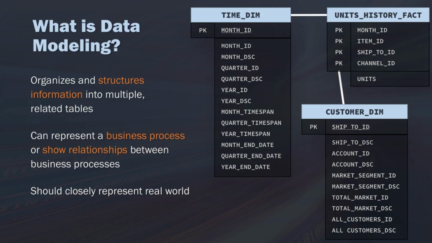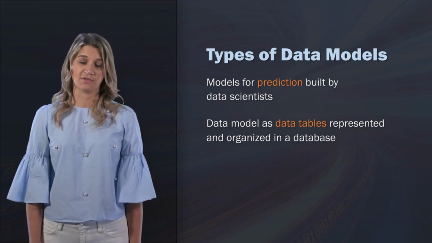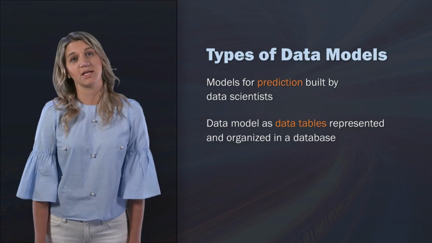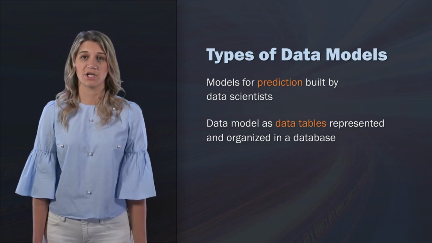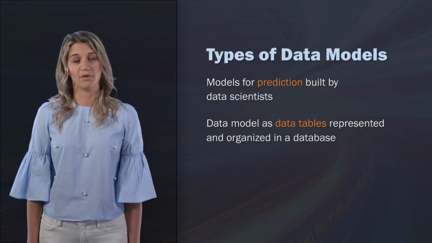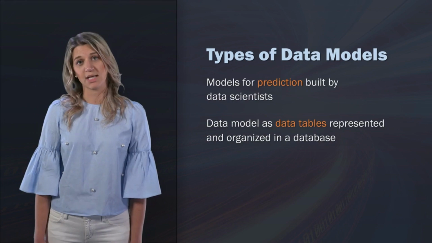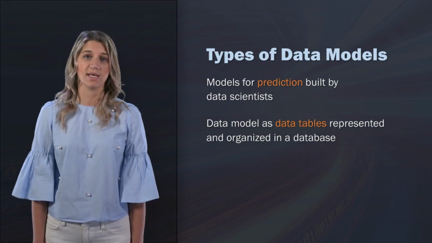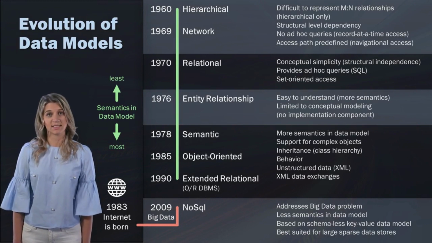The thing to remember about data models is that it should always represent a real-world problem as closely as possible. There are a couple different types of models, and there has been an evolution of data models. When I talk about data models here, it's important to realize the difference between a model for prediction, which data scientists often build, versus a data model, which is really a way that the tables are represented and organized in a database. The evolution of data models has gone on since the 1960s.